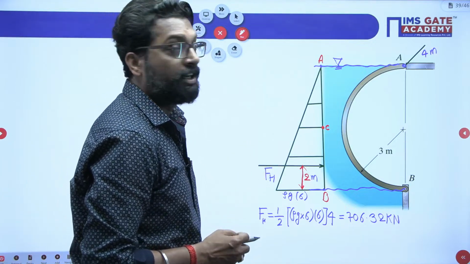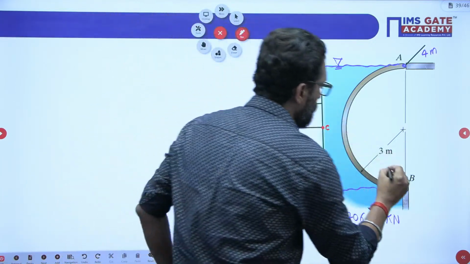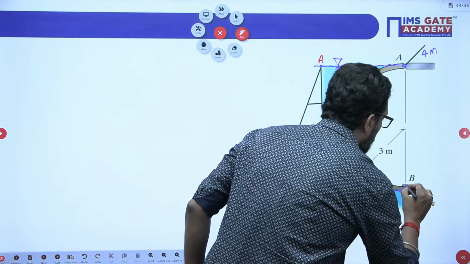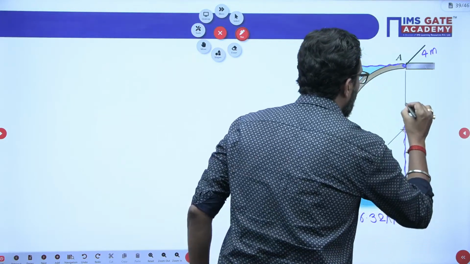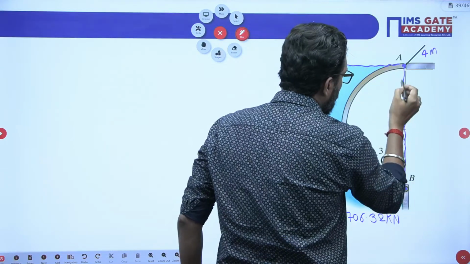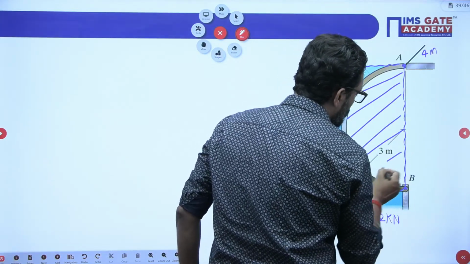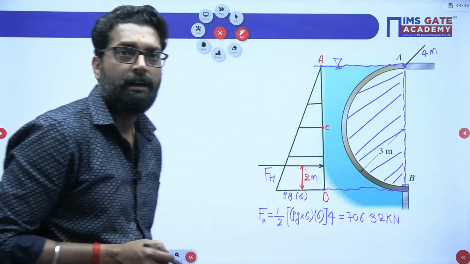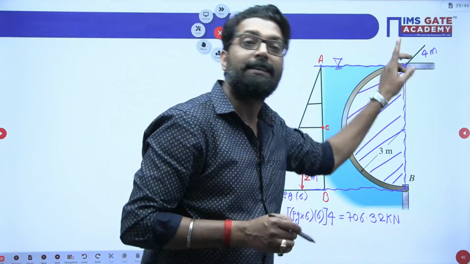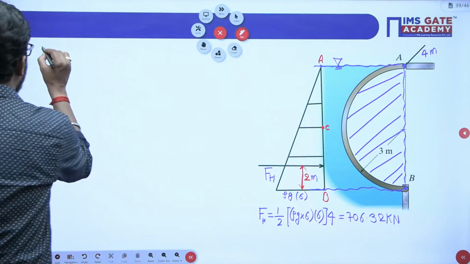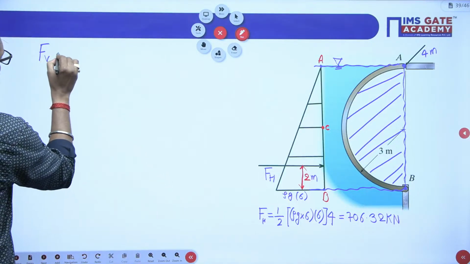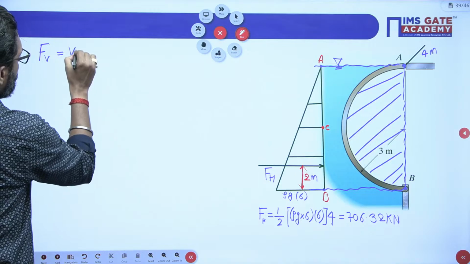Now, what is the vertical force, my dear? For the vertical force, you have to take the projection up to the free surface, and this is also a free surface. So what is the volume of fluid this region would contain? There is no actual fluid, but an imaginary fluid is there. That volume, if you calculate, gives your vertical force. The vertical force is the weight of the fluid in this region.